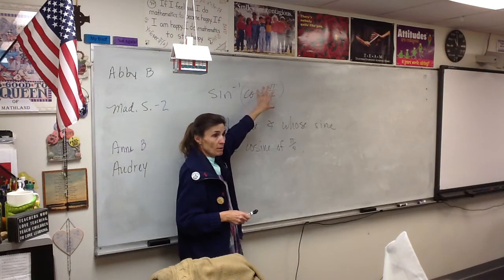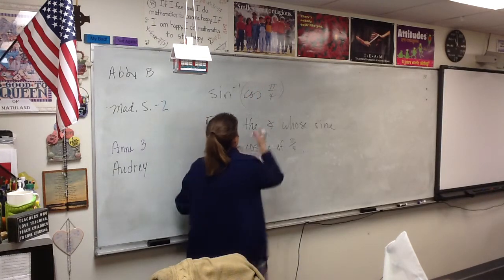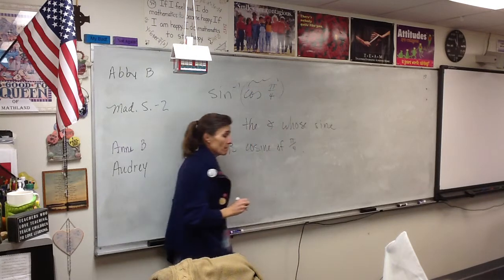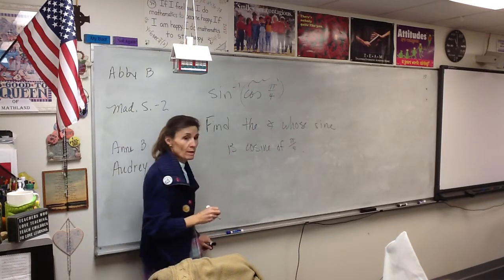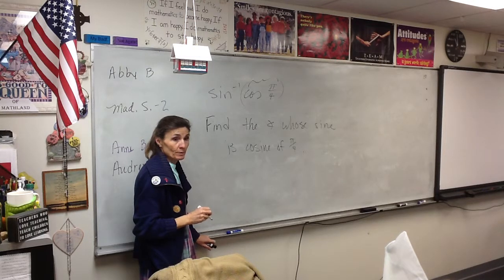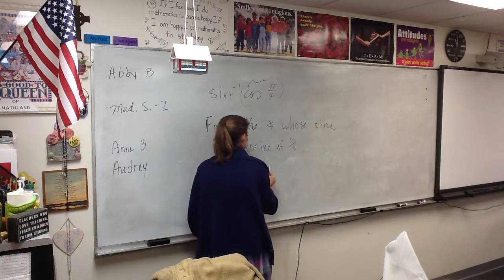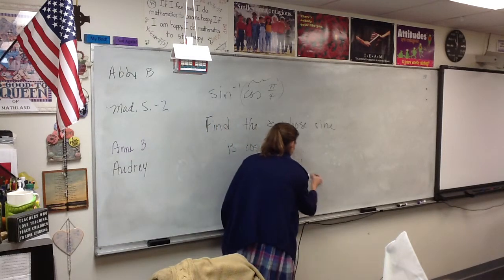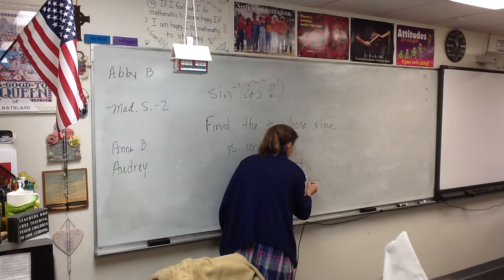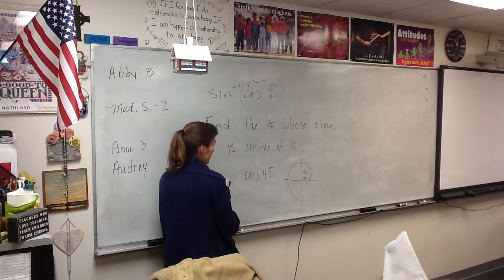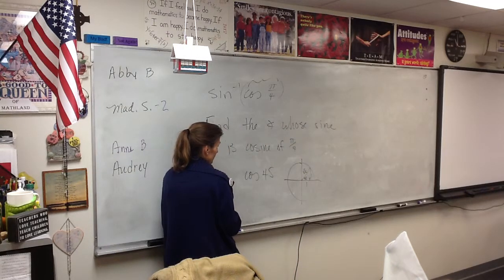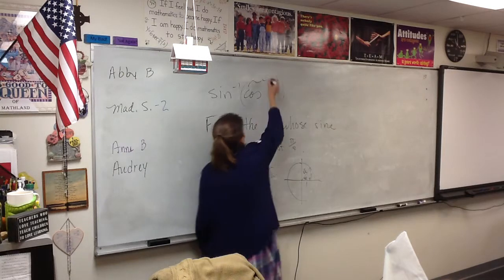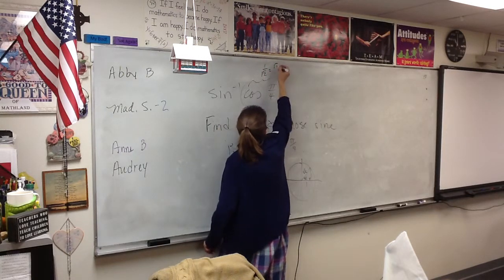Well, what's this number? Let's find this number first. This is just a number. 180 divided by 4 is 45. So we're looking for the cosine of 45. So there's 45. What are the sides of the triangle? 1, 1, root 2. What's the cosine then? This is 1 over root 2, or root 2 over 2.